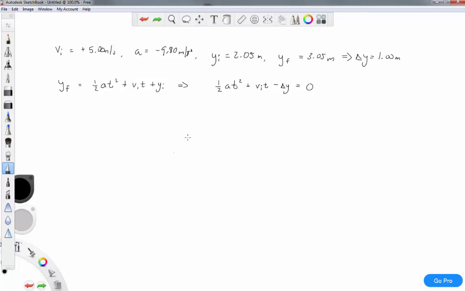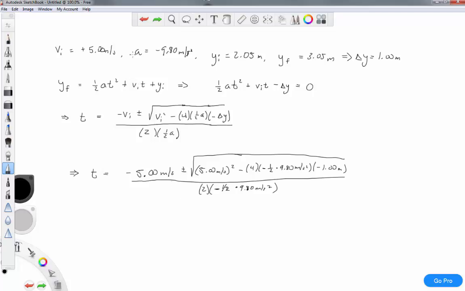Because this is a quadratic equation, we're going to use the quadratic formula to solve for the time t. That looks like this in terms of the acceleration, the initial speed, and the change in height. You can plug in the numbers from above into that equation. When you solve for the time, you end up getting one of 2 times. It's either 0.273 seconds or 0.747 seconds. So the question is, which of these two is the answer?